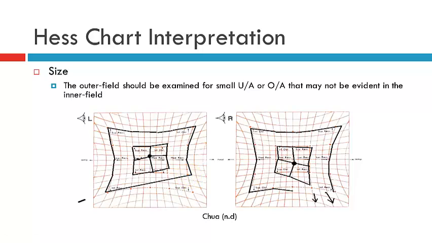So the more you move the patient into the field of action of the affected muscle, the greater the deviation will get. And this is why I've mentioned in previous videos that it's important to measure the outer field if you have subtle underactions or limitations. You may not pick them up in 15 degrees, but you may pick them up in 30 degrees.